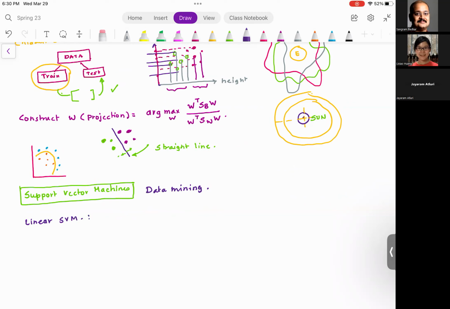The idea of the linear SVM is we want to construct a hyperplane. So in the hyperplane, what we have is W x plus b is equal to 0, where you have W and you have this b. They are the parameters of the hyperplane.